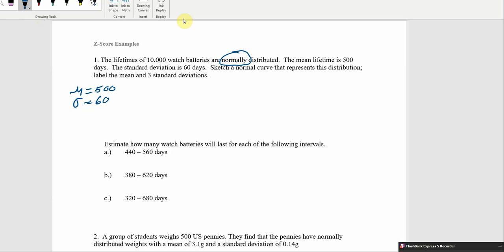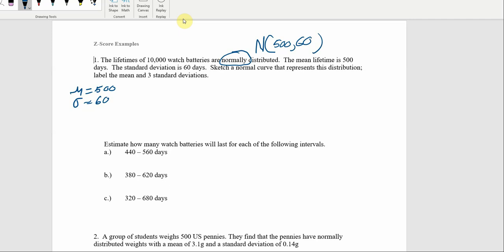Okay, let's try this again. Another way of writing this distribution is a capital N, and then in parentheses, the first number would be the mean, and the second, which looks like an ordered pair but is not, would be the standard deviation. That represents a normal distribution with a mean of 500 and a standard deviation of 60. It's just a way of condensing it. We want to sketch a normal curve that represents this distribution, and label the mean and 3 standard deviations.